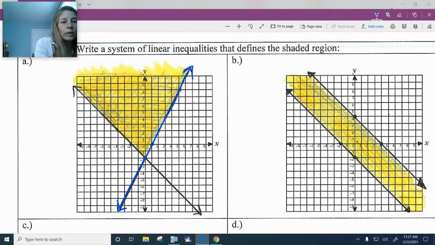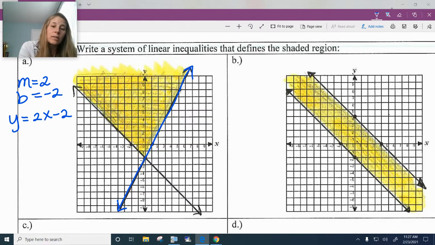Okay, so if I look at this one, I see that I have an m, or a slope of up 2/1, and my y-intercept is -2. So at first I would write y equals 2x minus 2. Now, because it's a solid line, I know I'm going to have an inequality with the equal to underneath. But where was this shaded? It looked like it was shaded up the y-axis from there. So that means that the y was greater than or equal to 2x minus 2.